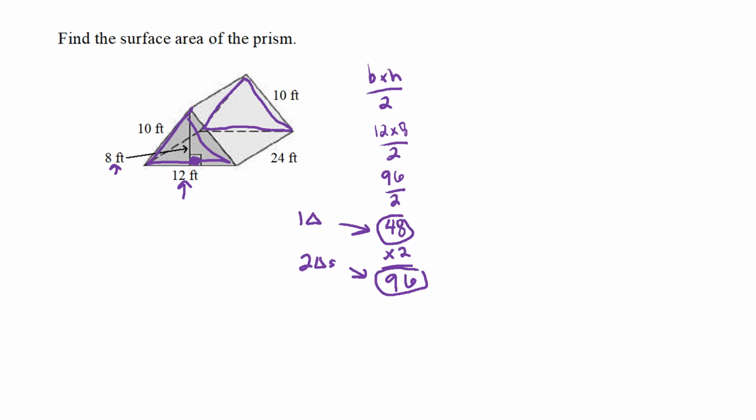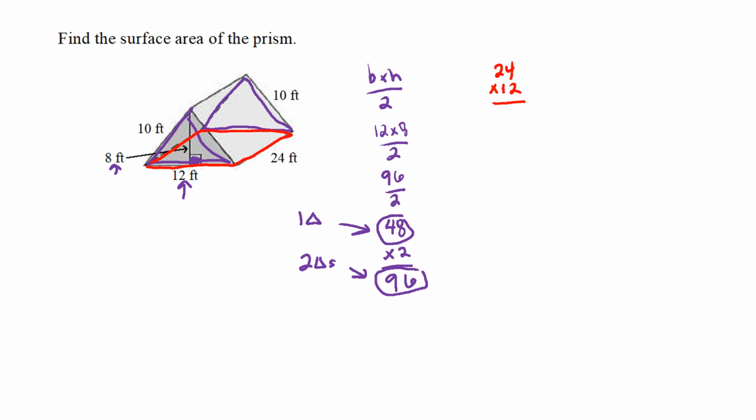Now we need to look at the 3 sides of our triangular prism. So let's start with the bottom side, which we can see is going to be 12 feet by 24 feet. And that's going to be just the bottom side of our triangular prism. So we're going to take 24 and we're going to times it by 12.